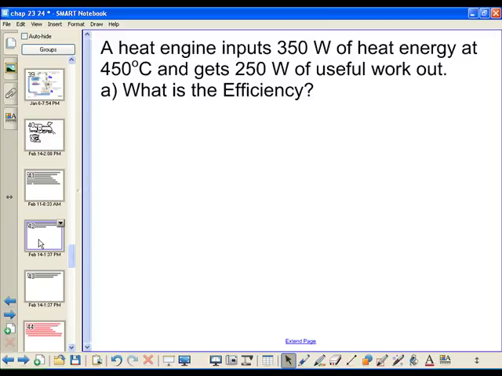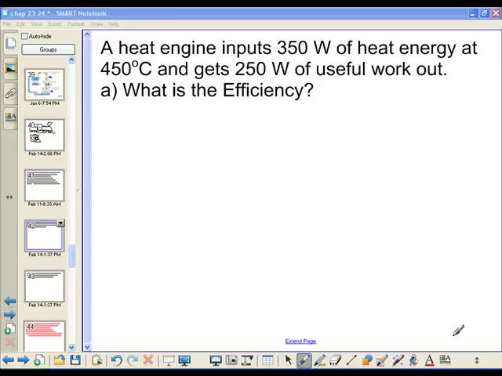So first of all, I want you to look back in your notes. These are notes we took today, some of the formulas we took today. Look to see if you can find the answer. It says a heat engine inputs 350 watts of heat energy at 450 degrees Celsius and gets 250 watts of useful work out. What is the efficiency? So work with your partners and see if you can come up with the answer to this, please.